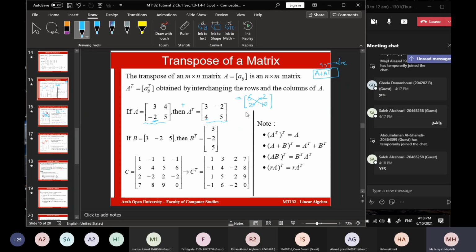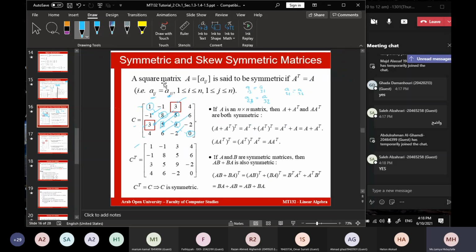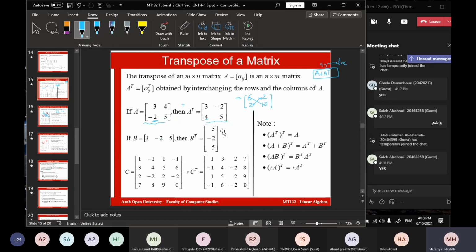And by the way, when we're talking about symmetric, we are talking about square matrices, not any matrix. So it is defined for the square matrix. Clear? Okay. So the first thing is that if I started from any matrix and add it to its transpose, the new one is going to be a symmetric one.